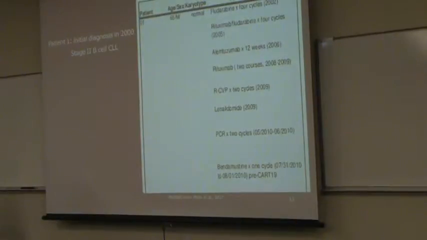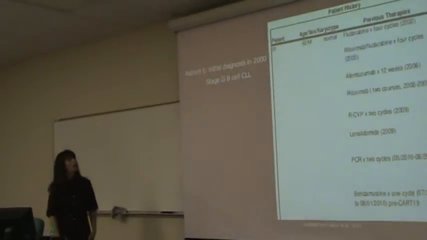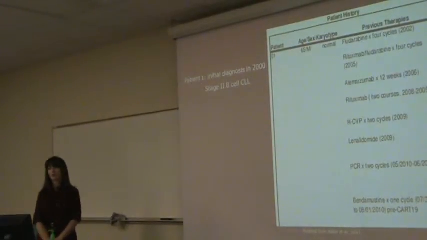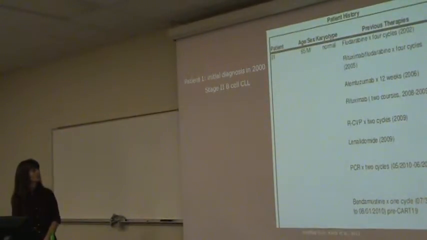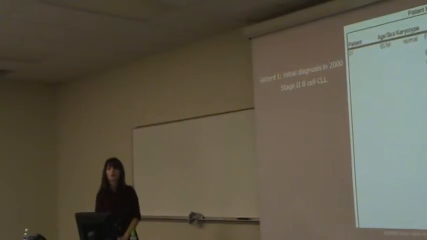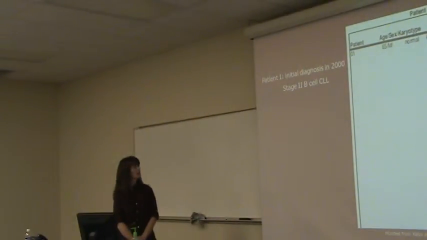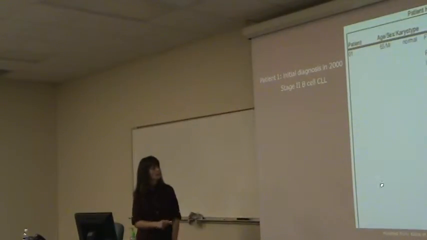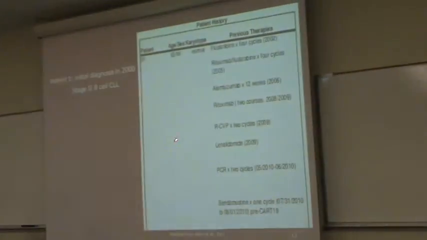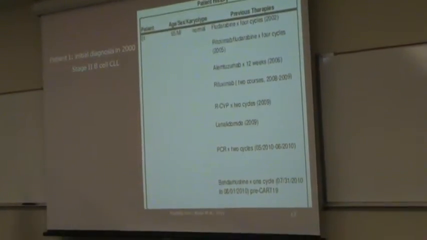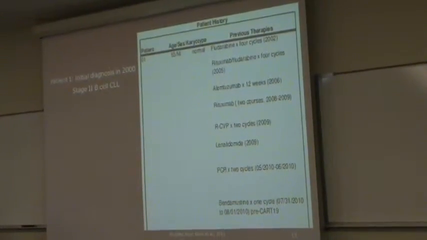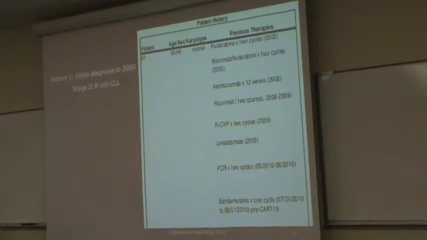So I want to give you a little bit of patient history. All three patients in the study were males. Their ages ranged from 64 to 77. Patient 1 was initially diagnosed in 2000 with stage 2 CLL. And basically the information that I wanted to show you here was that you can see that from 2002 to 2010, this patient received various types of chemotherapy drugs, and he also received multiple cycles of chemotherapy treatment.